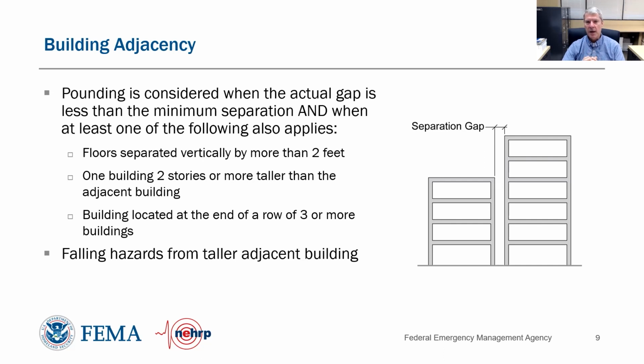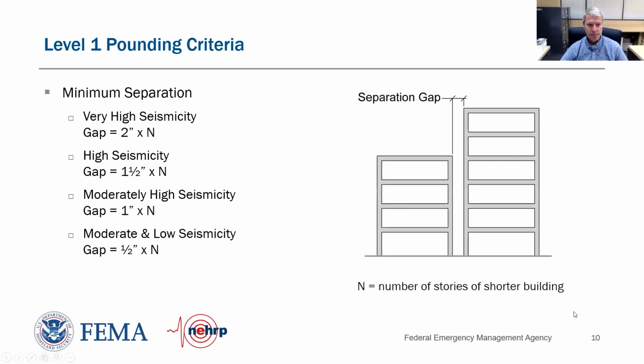And then we also, as part of the pounding criteria or adjacency, we have to evaluate, well, could falling hazards from the taller building fall onto the shorter building? And so that's how we evaluate that. So here is our pounding criteria for level 1. It says, again, we have our 6-story building and our 2 stories or less building, 3-story building.